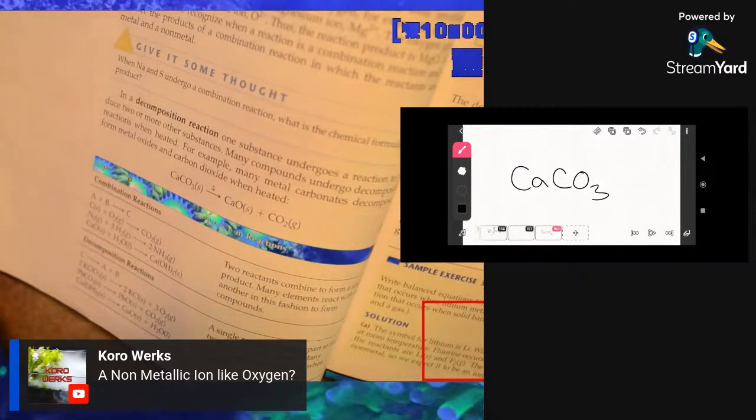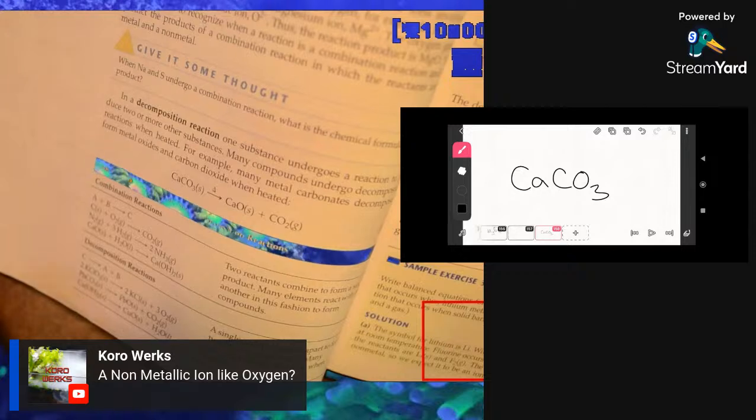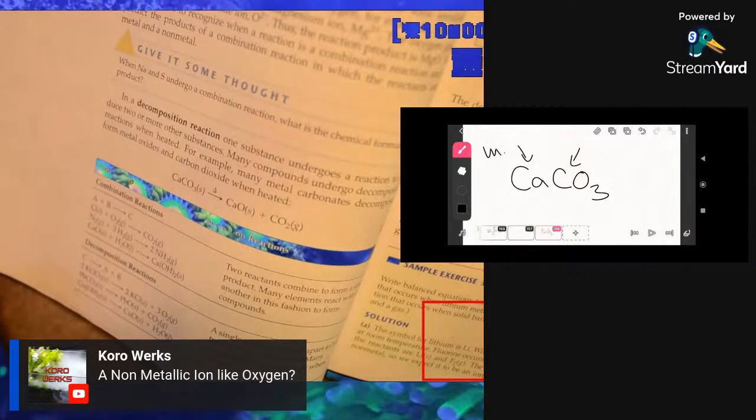Anyway, so we got this equation right here that you have in the book, and what it's saying is that this is the metal, calcium, and CO3, I know it's carbonate, is the non-metal. So this is metal, and this is non-metal. Okay.